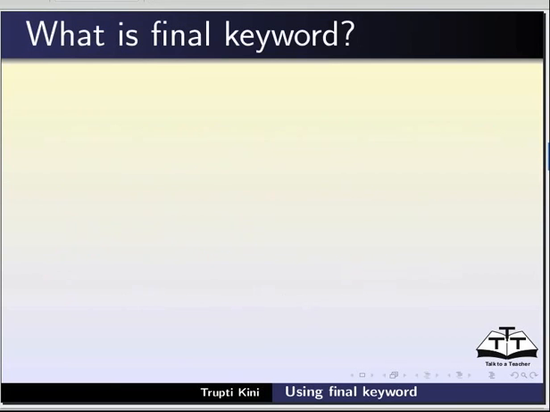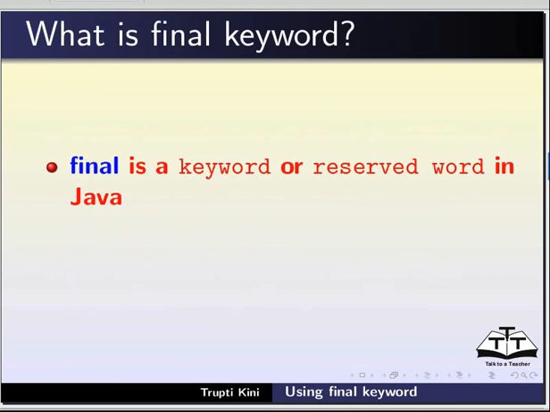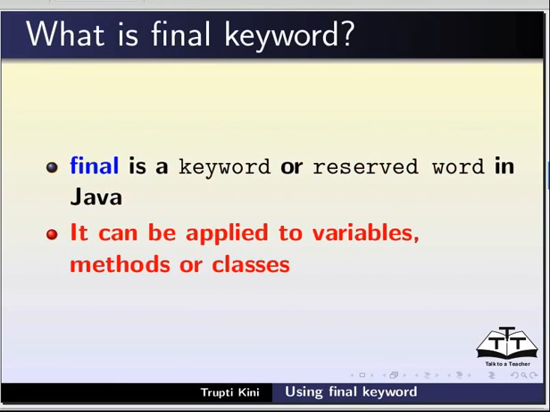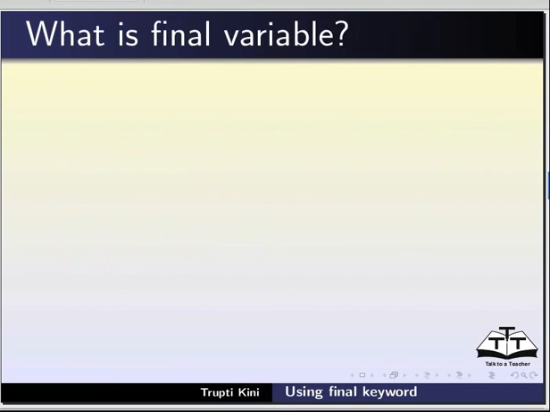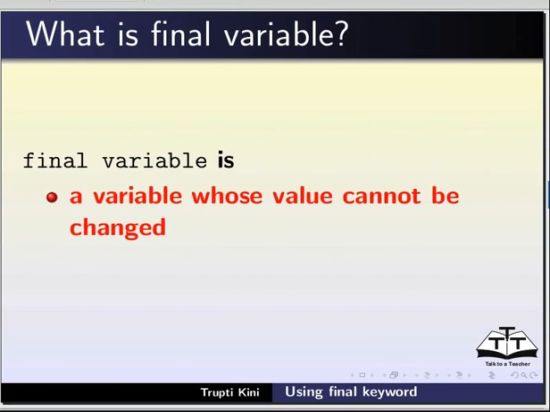First of all, we will learn what final keyword is. Final is a keyword or reserved word in Java. It can be applied to variables, methods, or classes. Now let us learn what final variable is. Final variable is a variable whose value cannot be changed. That is, it will be a constant.